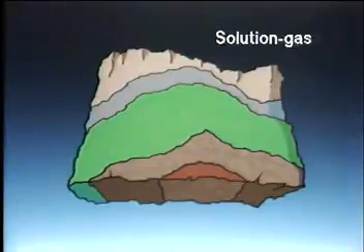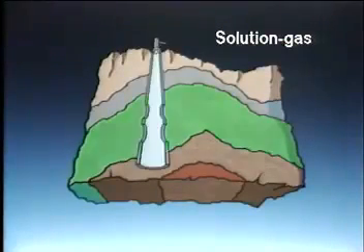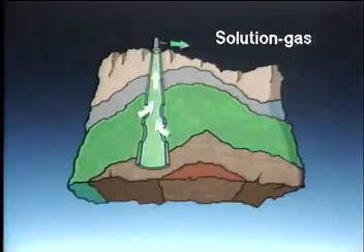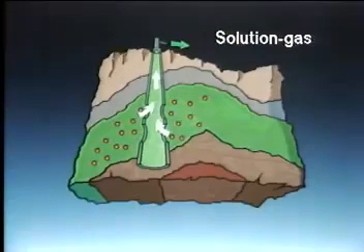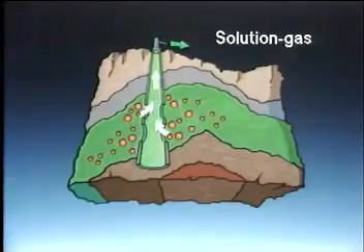The natural gas dissolved in oil is the source of energy for a solution gas drive reservoir. As oil is produced, the reservoir pressure drops. Once the bubble point pressure is reached, the natural gas dissolved in the oil will come out of solution and form bubbles, which expand as the fluid pressure is reduced further.